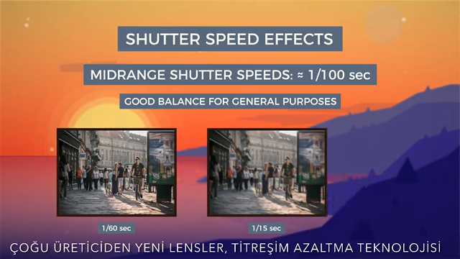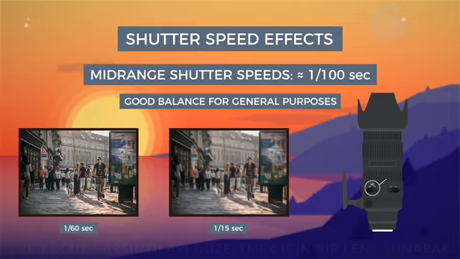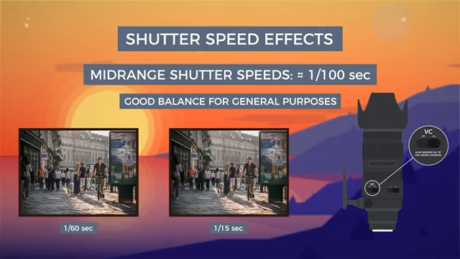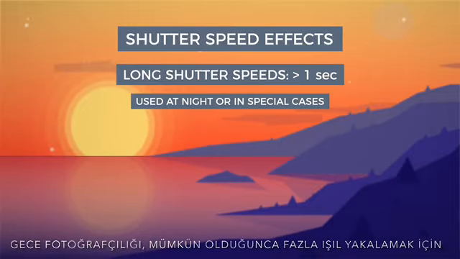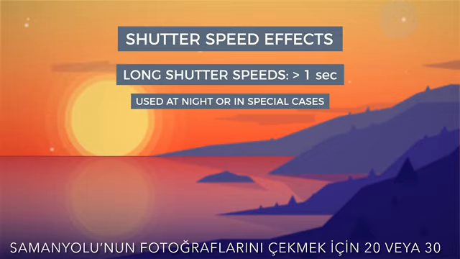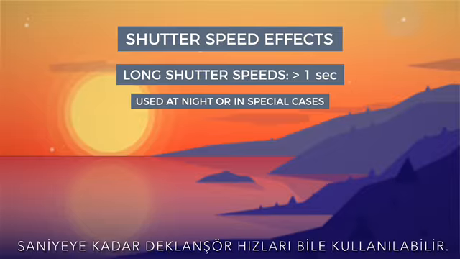Newer lenses from most manufacturers have attempted to solve this problem by introducing vibration reduction technology into lenses to correct for minor shakes. Night photography will often utilize longer shutter speeds to capture as much light as possible. Shutter speeds as long as 20 or 30 seconds may even be used to take pictures of the Milky Way.